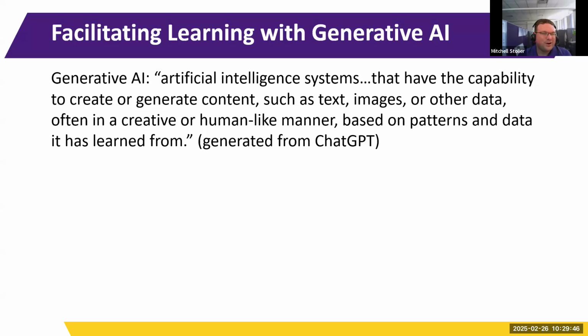But in general, generative AI is like using artificial intelligence systems that have the capability to create or generate content such as text, images, and other data, often in a creative or human-like manner based on patterns and data it's learned from. There are hundreds of tools that can generate different types of content. The most common one we usually hear referred to is ChatGPT, but you have other ones like Gemini, Copilot, and so on and so forth.